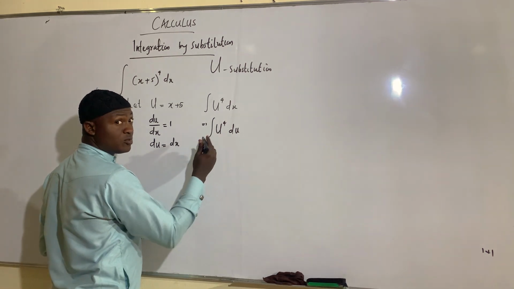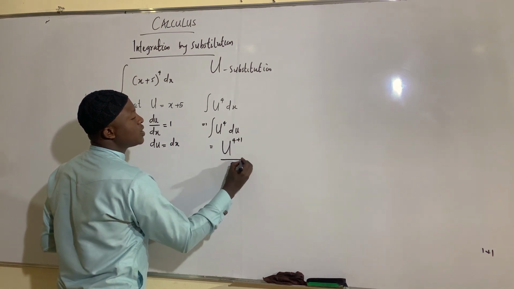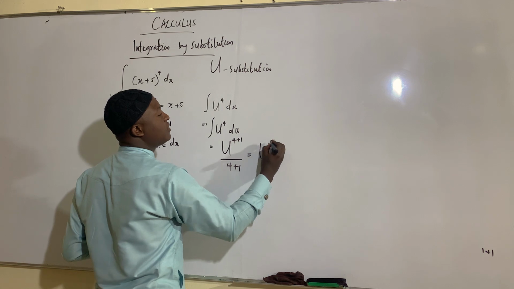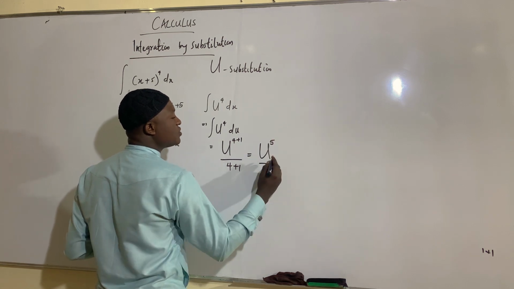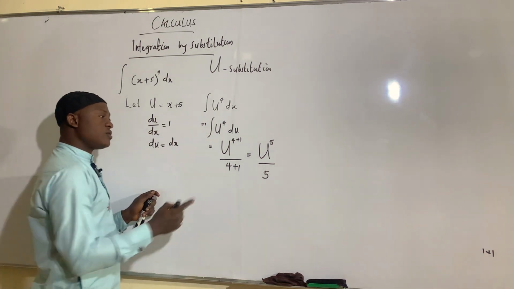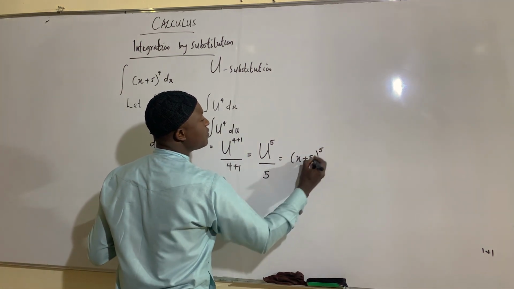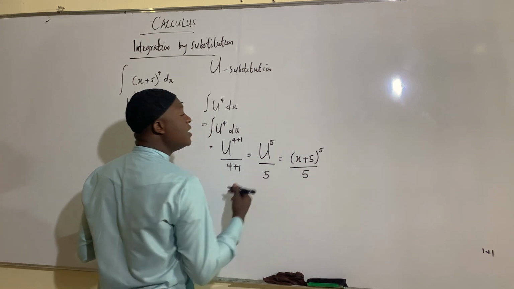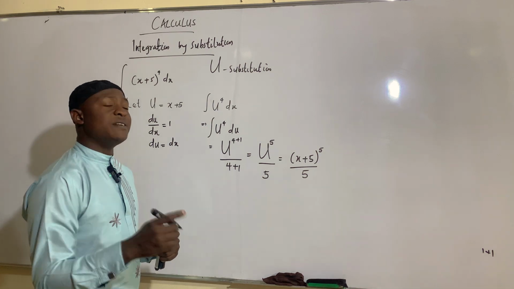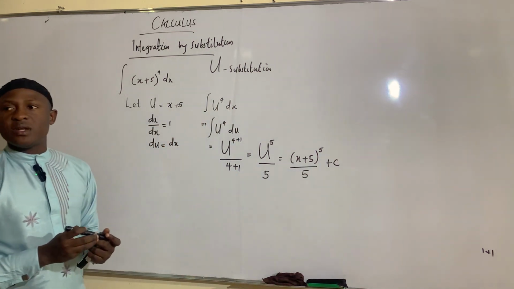Now let's integrate it. Remember how we normally integrate: that is u raised to the power of 4 plus 1 over 4 plus 1, which is u raised to the power of 5 over 5. Now recall that our u is x plus 5. If I substitute the value of u here, we have (x plus 5) raised to the power of 5 divided by 5. And I told you that when we are dealing with indefinite integration, we need to add an arbitrary constant too. I hope you get that one too.